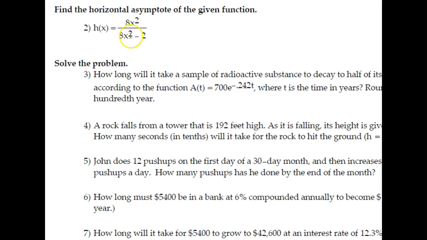If they have the same exponent like this, they both have a 2 here, then the horizontal asymptote is just the ratio of their coefficients, which in this case would be 8 over 8, or that reduces to 1. So in this case, the horizontal asymptote is at the line y equals 1.